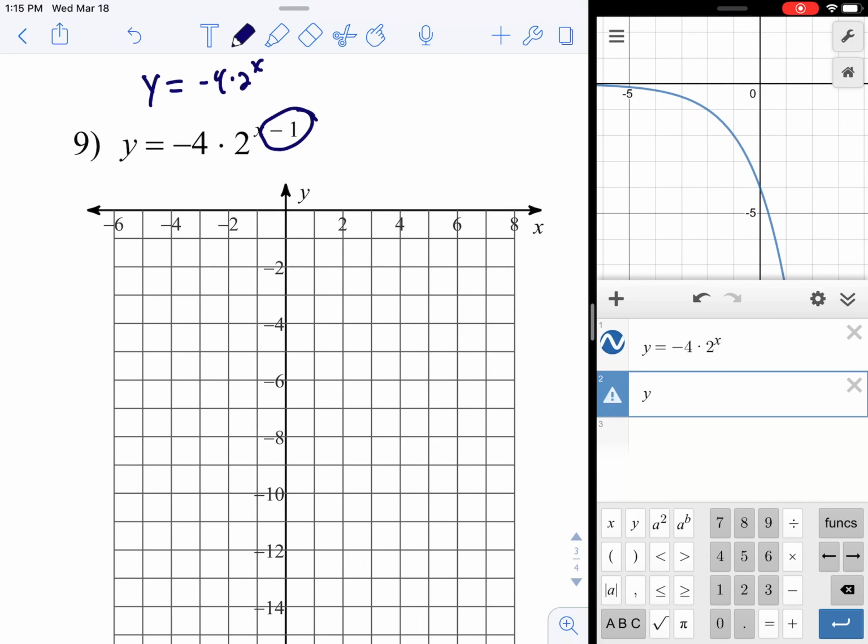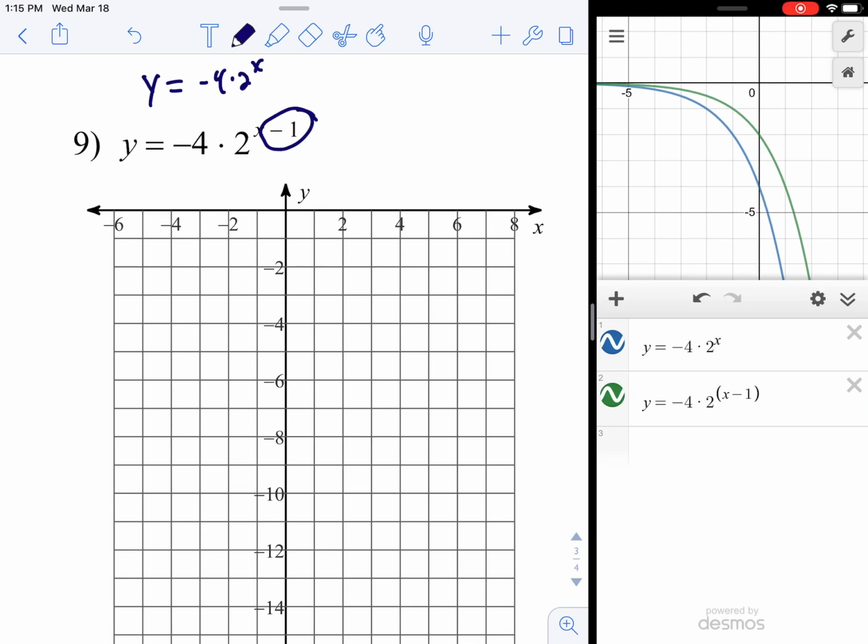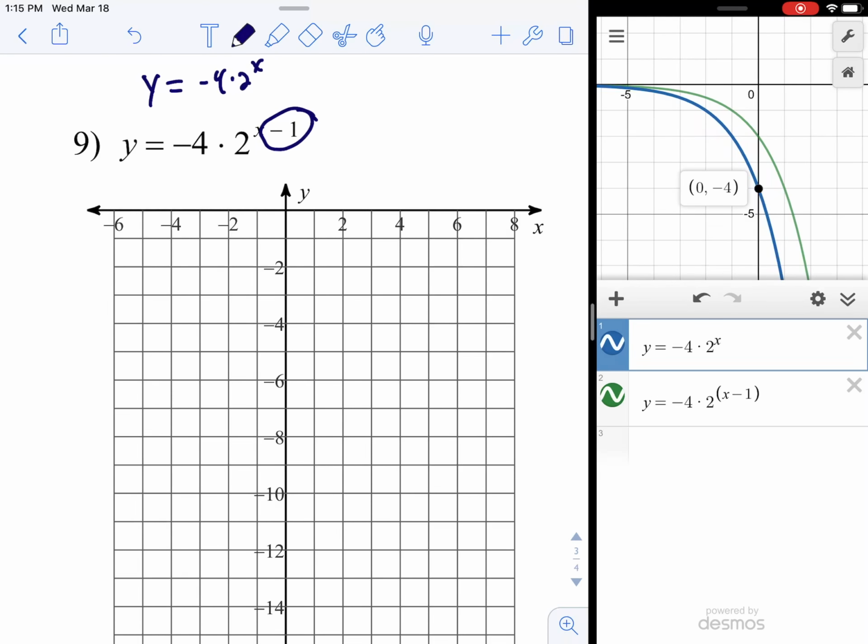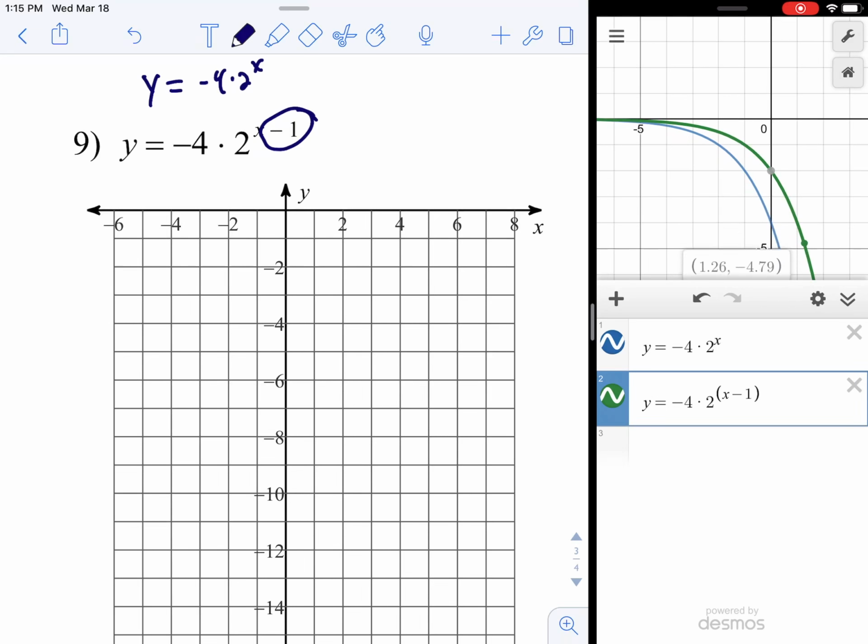Now if I do that exact same thing, times 2 raised to the x. Oops, I just remembered something I need to do. Parenthesis x. Now when I hit minus 1, there it is. The blue graph was the original graph right there. The green graph, the minus 1, basically moved it to the right 1 spot. So the minus 1 had the effect of moving this graph right 1 place. We call that a horizontal shift.